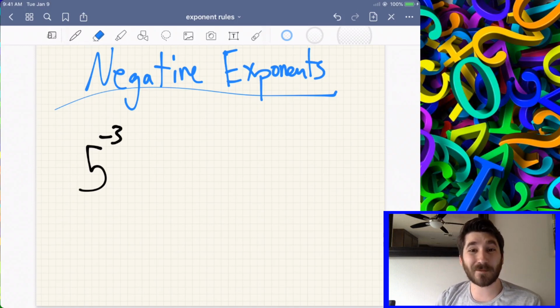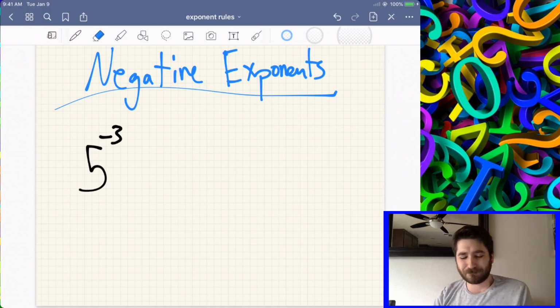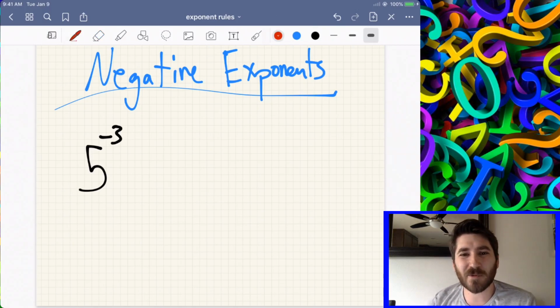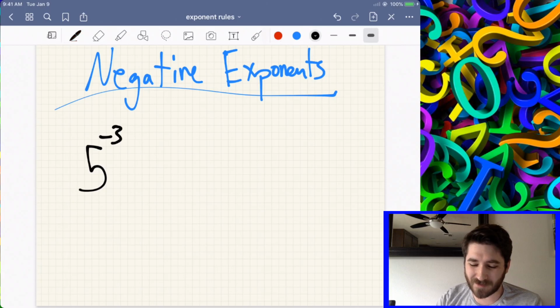That's like asking, how many times have you gone to the store? And you answered, negative 3. That doesn't work. Instead, that negative in front of the exponent represents not how many times we multiply the base, but how many times we divide by that base. In fact, how many times we divide the number 1 by that base. So let's take a look.